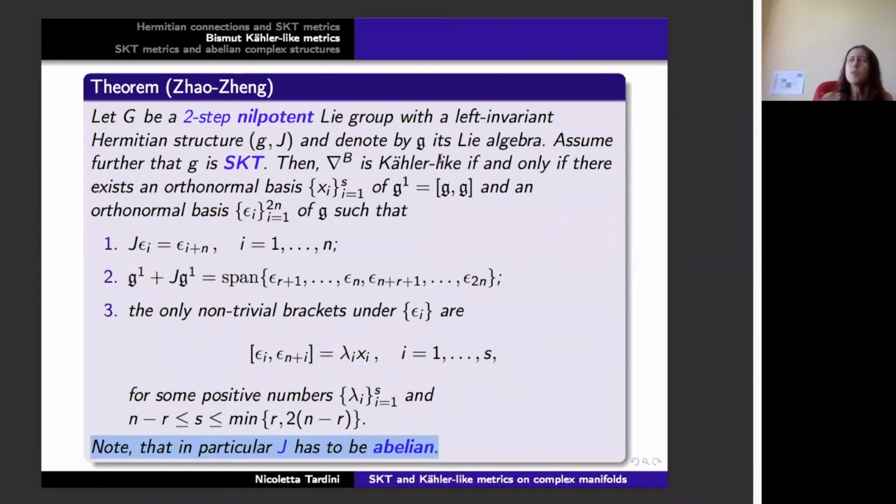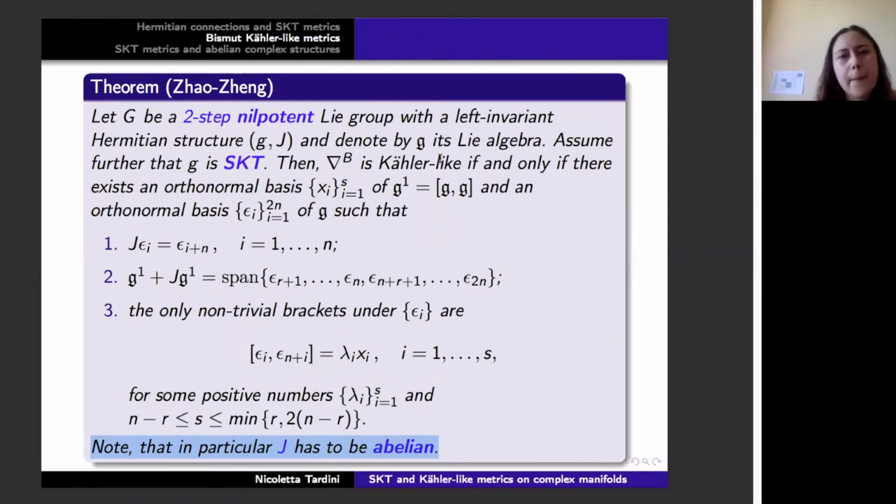Sorry, Nicoletta. Can you hear me? Yes. Quick question about this: J has to be abelian. You also computed the Kähler-like SKTs in the almost abelian case, right? Yes, with Anna. So is it true that J has to be abelian in that case as well? I don't think so, but actually I should check. I would say no, because we added some additional hypotheses on the algebraic data in order to really study the Kähler-like condition. But I would say that J is not abelian in general, but I should check. Thank you. Okay. All right.